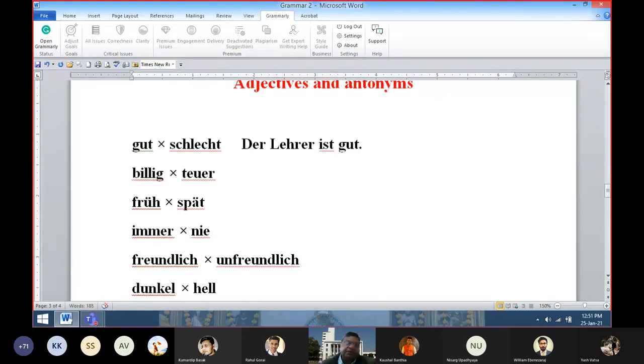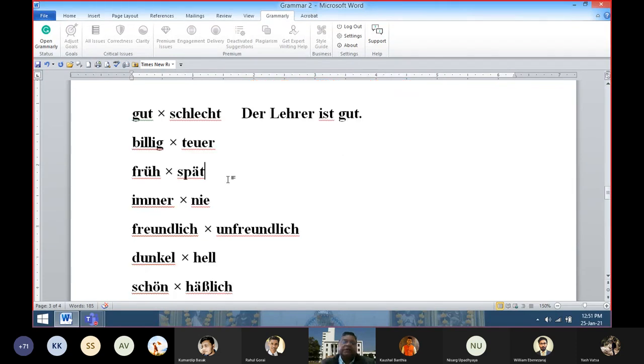Früh and spät, you can make simple sentences. This is not an adjective here; sometimes adverbs are also used here. So kommt früh, he comes early. Der Student kommt immer früh, always early. Der Lehrer kommt spät means the teacher comes late. Der Lehrer kommt immer spät. Immer I am using, in fact.